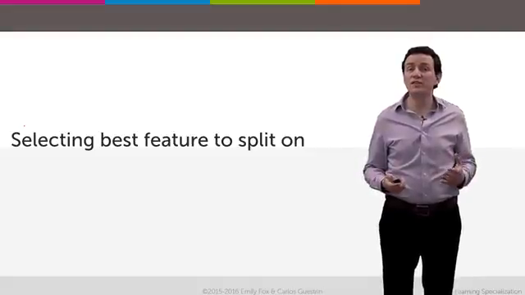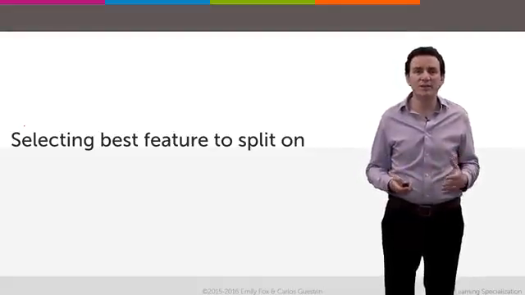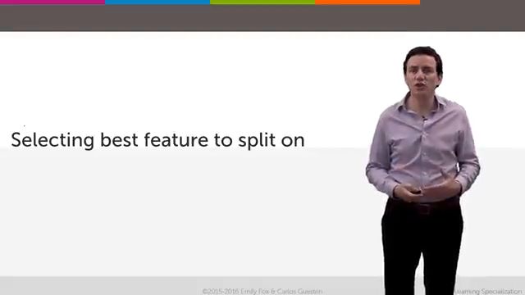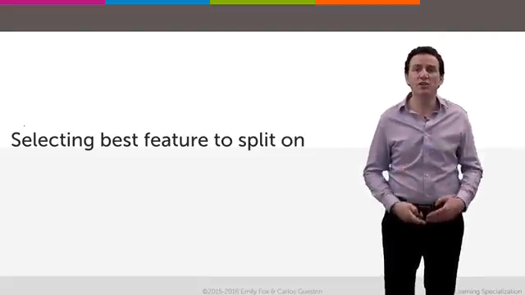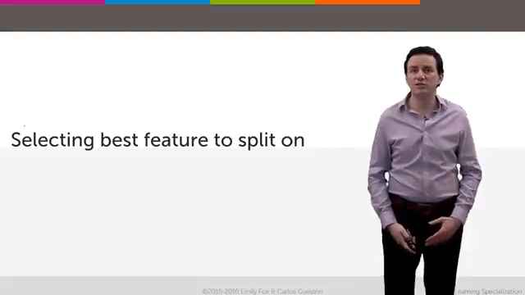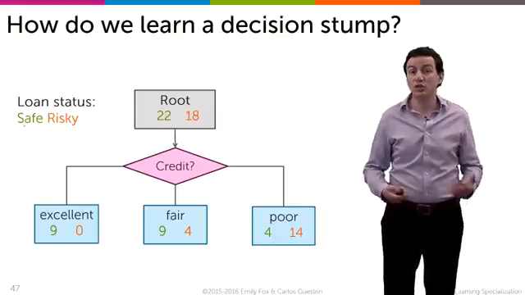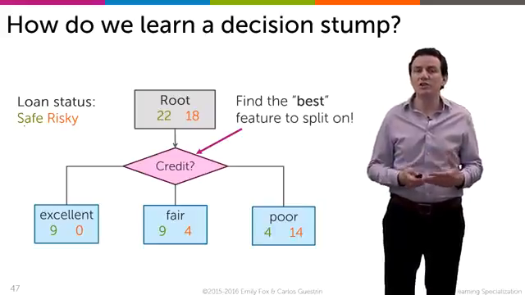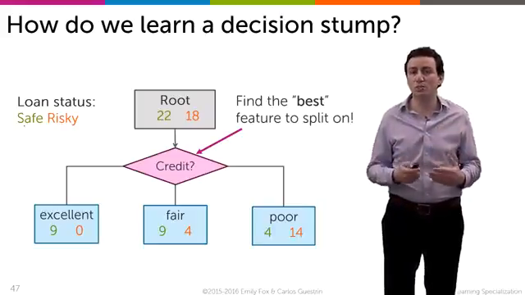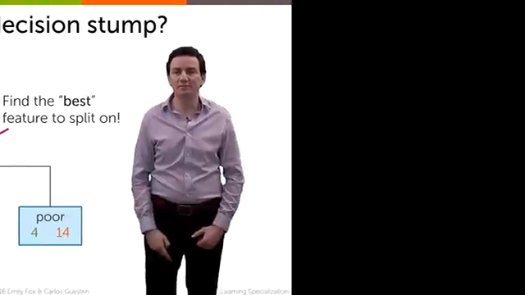So now we've discussed the idea of building a decision stump from data and a little bit of what that data set looks like. Let's discuss now how do we pick the right feature to split on when we're building a decision stump. So we're trying to learn a decision stump from data, and here we split on credit, but the question is, what is the best feature to split on, and how do we measure that?